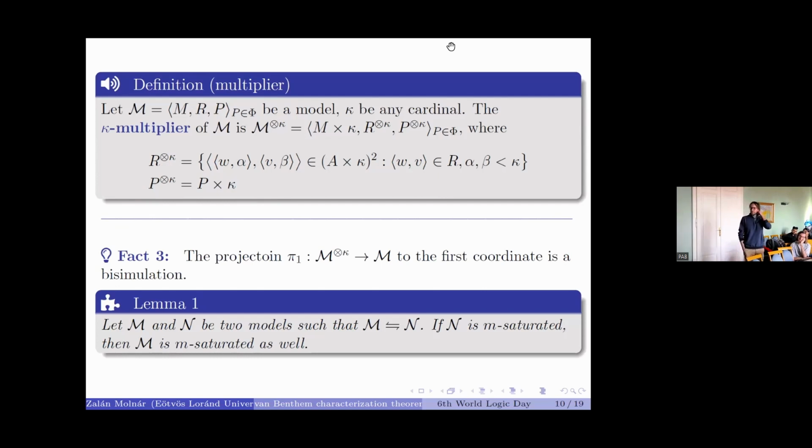And another lemma that we will use: if given two models such that they are bisimilar, and it's enough to have one to be M saturated, then the other will be M saturated as well.